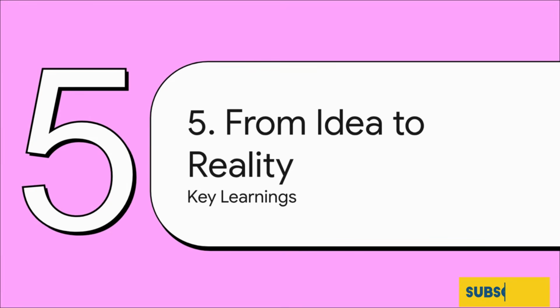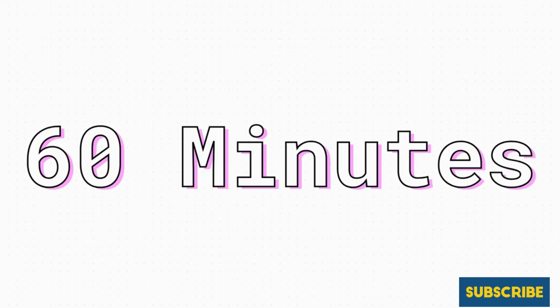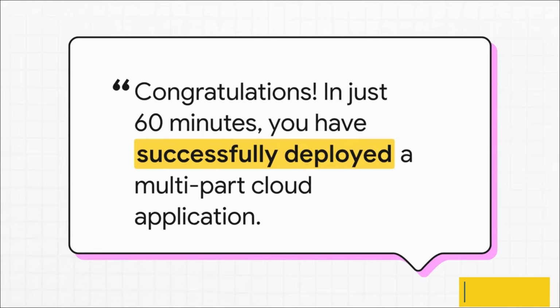So we've seen the concepts, we've looked at the tools, and we have the plan. What does it actually look like when you put it all together? You know, how fast can you really go from just an idea to a real working application in the cloud? 1 hour. That's it. In about the time it takes to watch an episode of your favorite show, you can go from absolutely nothing to a fully deployed, multi-part cloud application. I mean, that is the real power of the cloud. It just shrinks the time and effort it takes to bring your ideas to life. And that is just an incredible feeling.